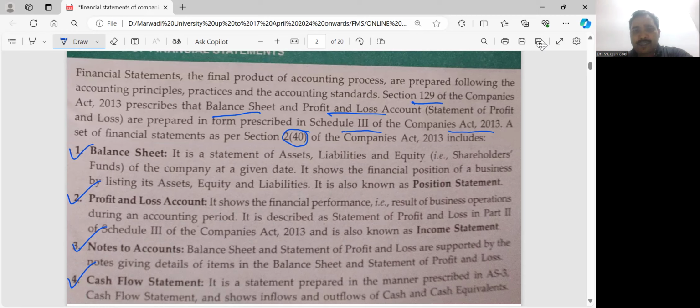Balance sheet is a statement of assets, liabilities and equity. Equity means shareholders' funds, or we can say internal liability of a company at a given date. It shows the financial position of a business by listing its assets, equities and liabilities. It is also known as positional statement or position statement. So this is the meaning of balance sheet here.